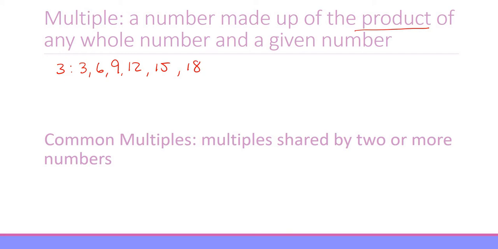Notice that multiples are always numbers that have 3 as a factor. Whereas when we were looking at the factors of a number, we were breaking it down into smaller parts, when we're looking at the multiples of a number, we are building it up by multiplying. Common multiples are multiples shared by 2 or more numbers.